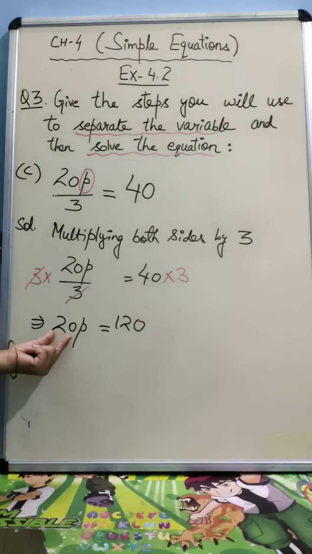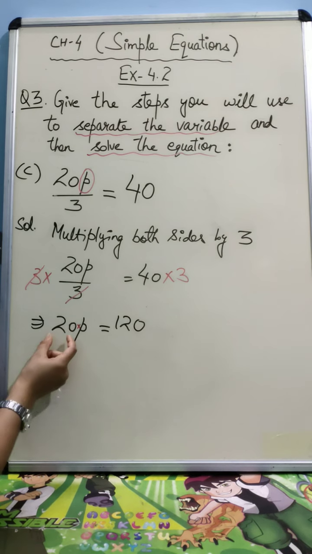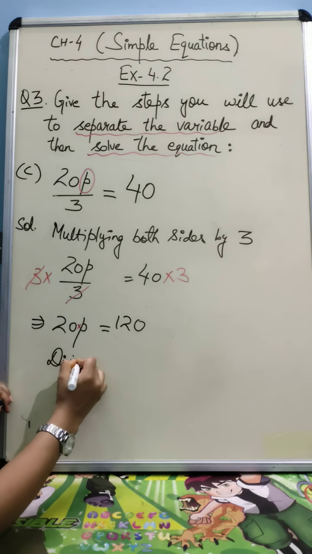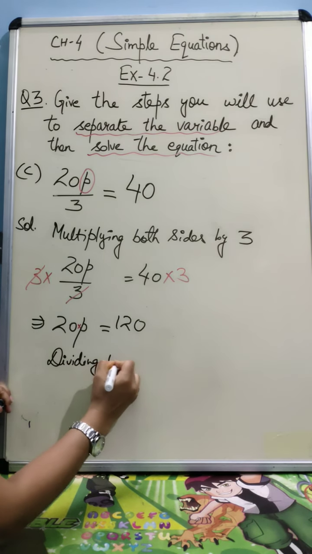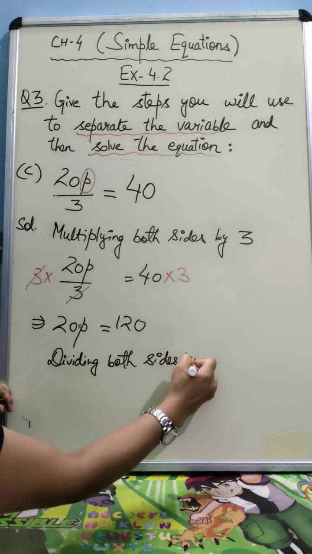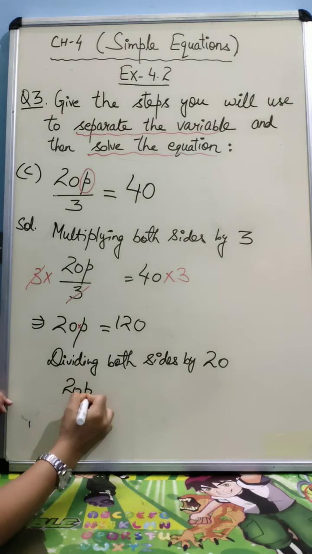Now again we have to separate the variable. The variable has this number 20. So we need to remove this 20. So this 20 is multiplied by p. So in case of multiplication, we have to divide. So what we will do? We will divide both sides by 20. So we will write dividing both sides by 20. Okay.